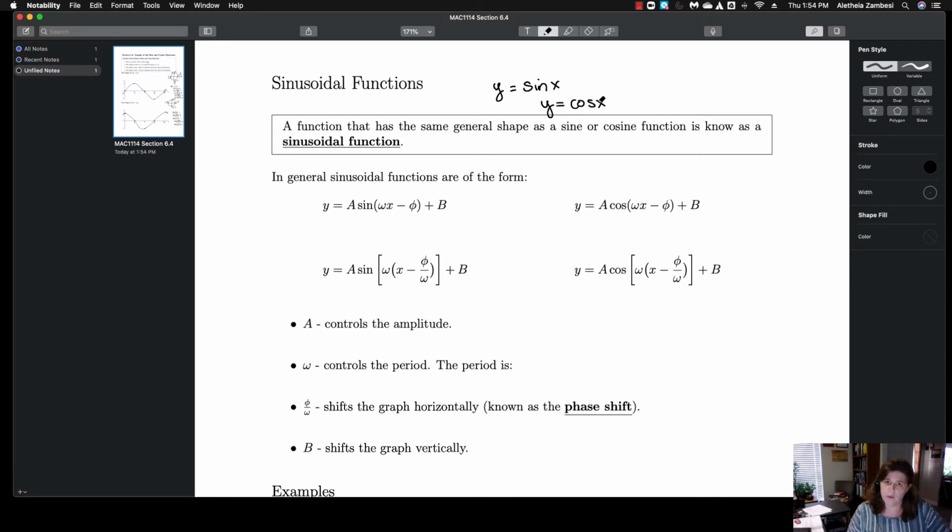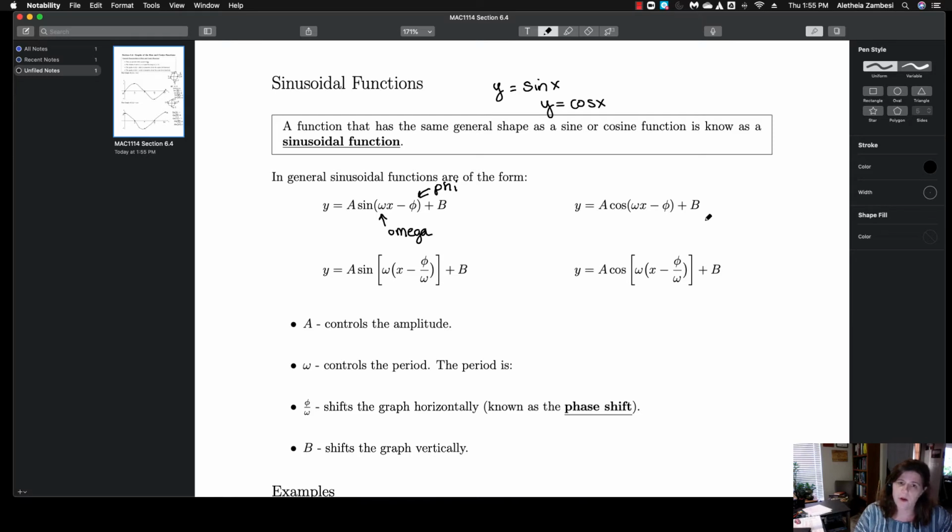So the general form of a sinusoidal function is a times sine of omega, this is omega, the Greek letter, x minus phi, also a Greek letter. There's debate among mathematicians whether that's pronounced phi or phi, but we're going to call it phi, and plus b. So same with cosine, a times cosine of omega x minus phi plus b.